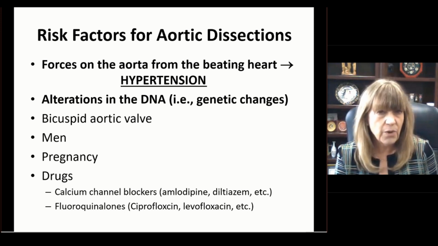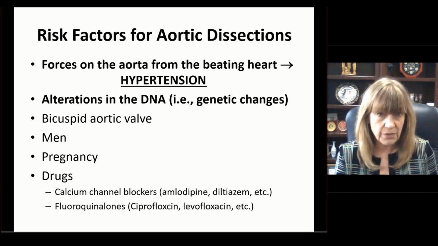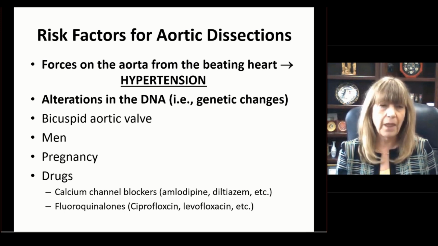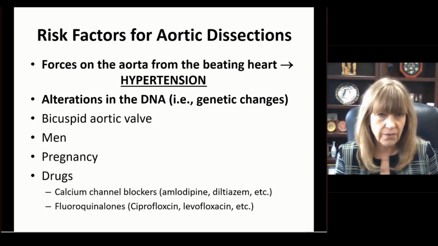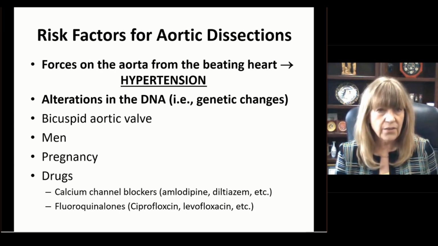In addition, we know that people can have alterations in their DNA that predispose them, in other words, genetic changes. And these two factors, the hypertension and the alterations in the DNA, are the major risk factors for aortic dissection. The others listed here are minor risk factors.